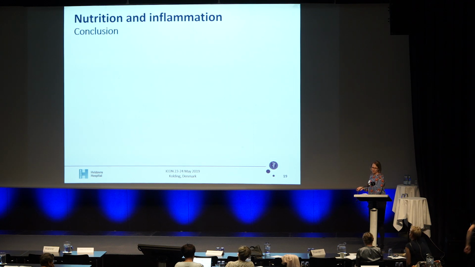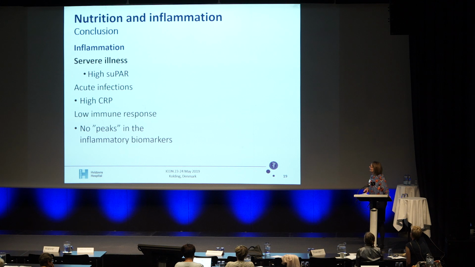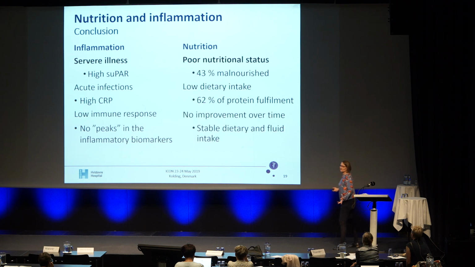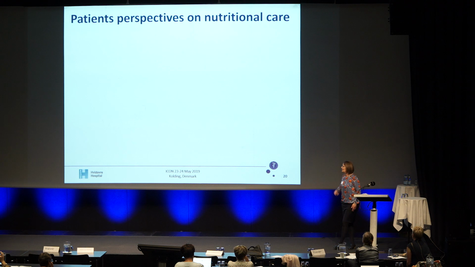So, to conclude on these two, the inflammation status is that these patients have severe illness due to the high inflammation. They have acute infection, but they also have a very low immune response. This is not very good, but it may also explain the high mortality and the complications. They have a very poor nutritional status, the nutritional intake is low, and we don't see any improvement over the 10 days post-operative. But what do the patients think about this?